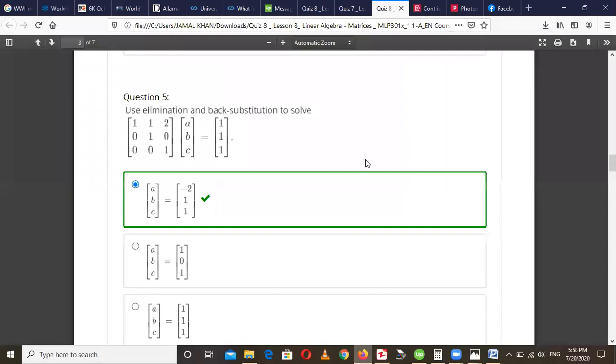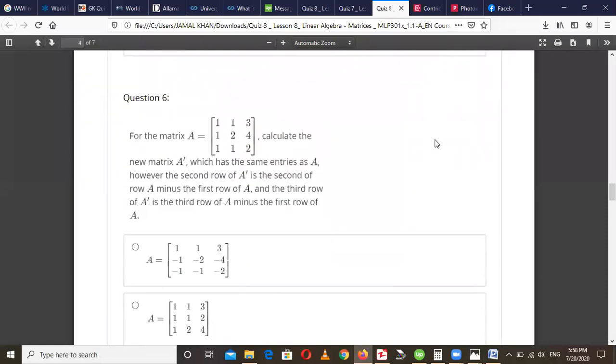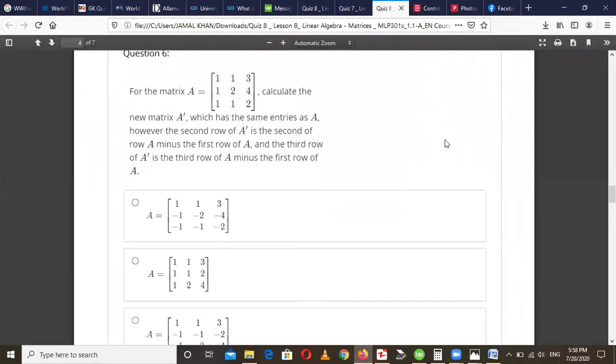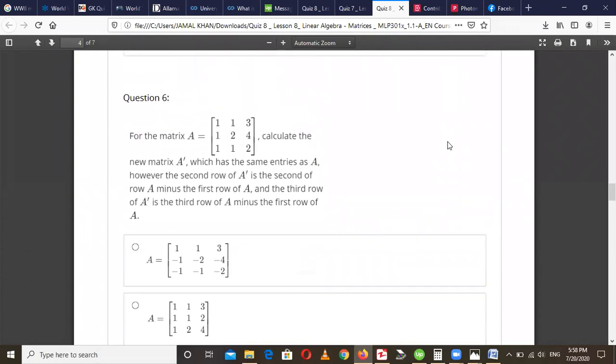Question number 6. I think this is a long question. I'm not sure if I have enough time. No, it's a very short question. Okay, please go. From the description, it looks like a long question, but it is not. It is a very interesting question for you.